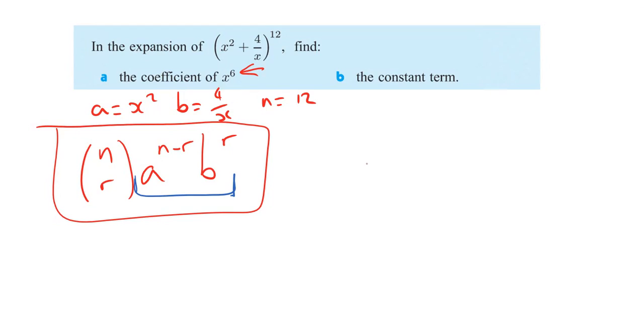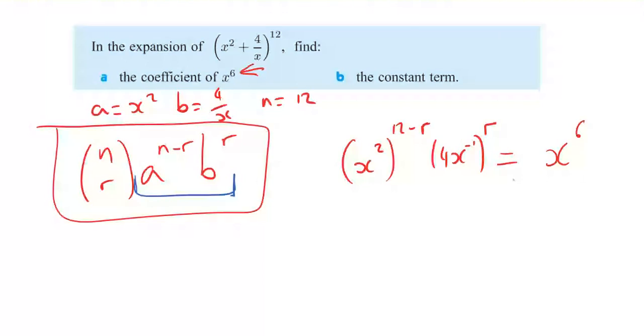So a is x squared, so we're going to have x squared to the 12 minus r, because we know that n is 12, multiplying by, I'm not going to worry about the 4 too much, but we'll write it in for completeness, 4 over x, that's 4x to the minus 1, to the power of r. Now, we know that this is going to give us x to the power of 6. There's going to be some number on the end because of that 4, but I'm not worried about it. I'm only going to consider the powers of x right now, because we're targeting powers of x.